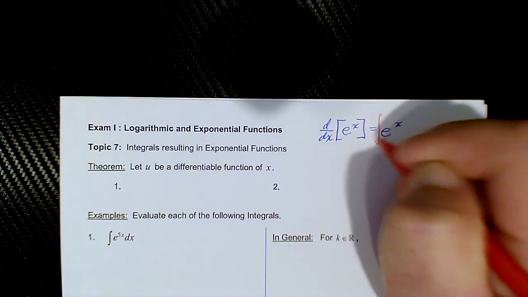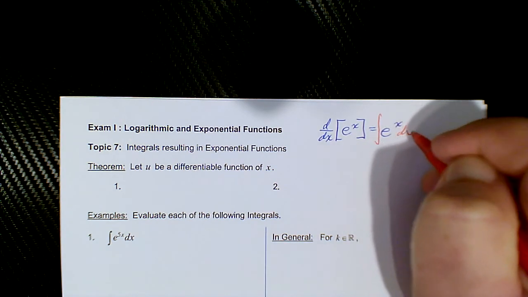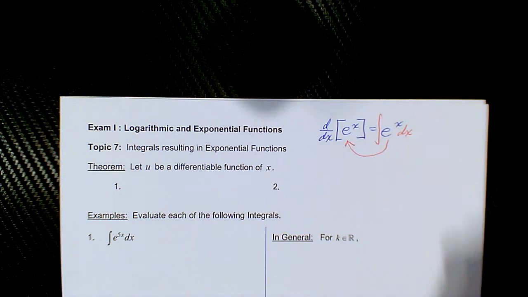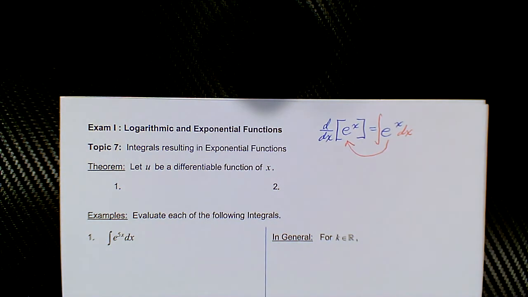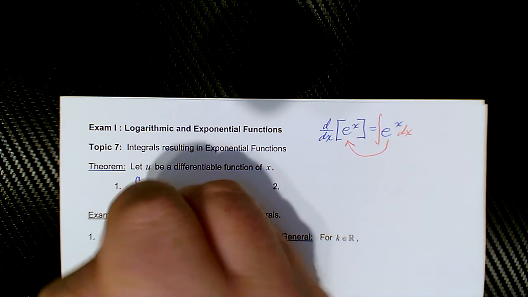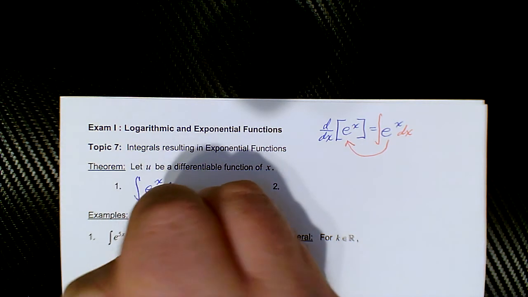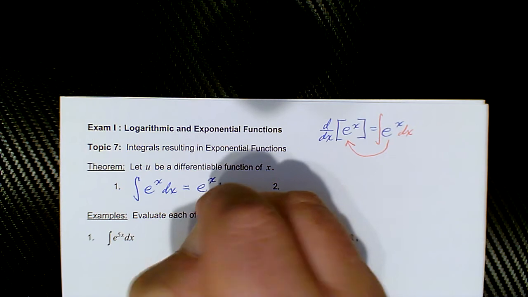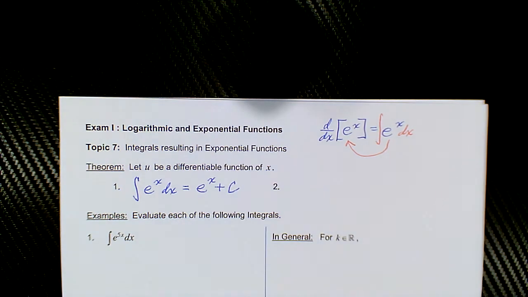If we want to integrate something of the form e to the x with respect to x, then that should bring us back to e to the x. So that's our first new formula. The integral of e to the x with respect to x is e to the x, and of course we include our constant of integration, so plus c.